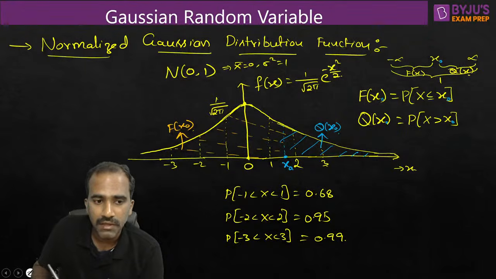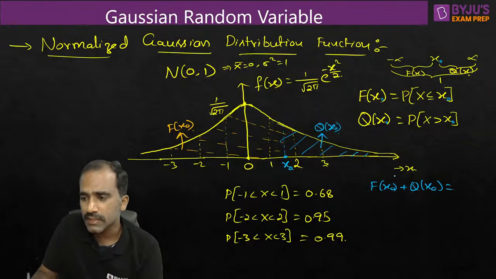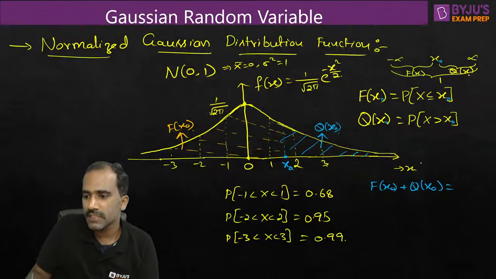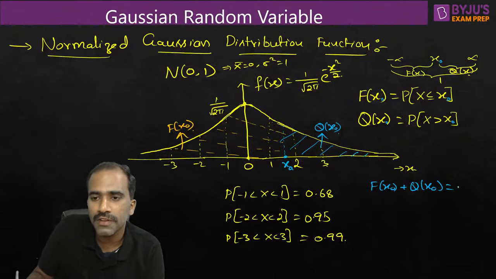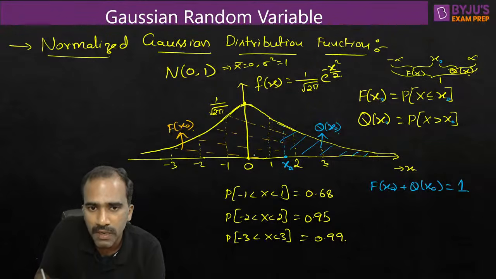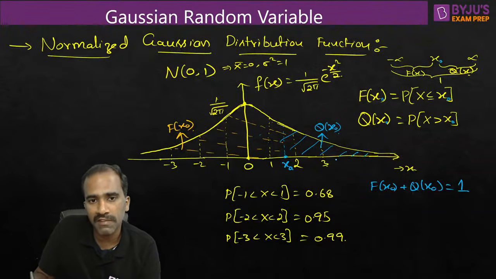So if you observe, if you add them up, F of x naught and Q of x naught, what is the result? Anyone? The result is 1, correct? Because F of x naught represents this part of the area, Q of x naught represents this part of the area. Together, both are covering the total area of the function. And the total area of this PDF function is 1. We know that much. So if you add the F function and Q function values, the result will be 1. A very important result.